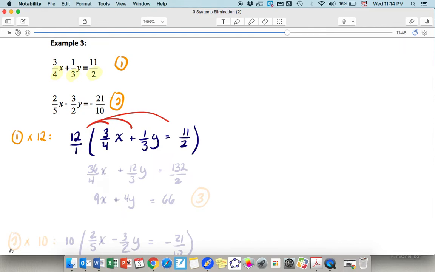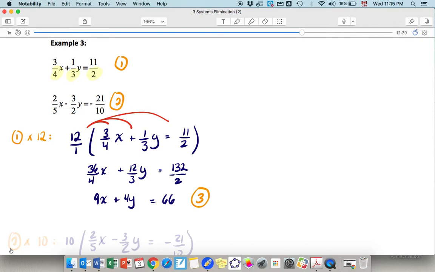So 12 over 1 times 3/4 gives me 36 over 4x. 12 times 1/3 is the same thing as 12 over 3y, and 12 times 11 is the same thing as 132 over 2. Okay, so now that I have that, I'm doing it the longer way, but I hopefully can recognize that 36 divided by 4 reduces to 9x, 12 divided by 3 reduces to 4y, and 132 divided by 2 reduces to 66. So now this new equation is essentially the same thing as my first equation, just without any fractions.